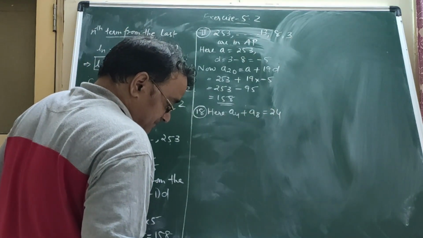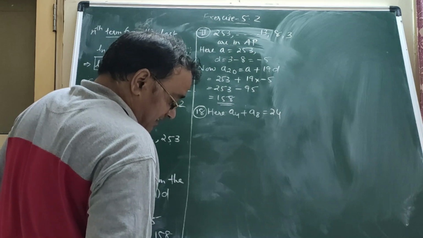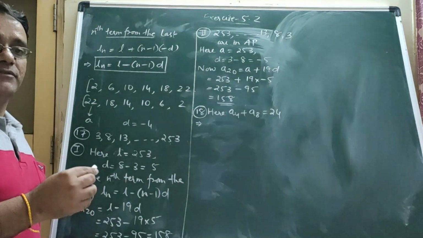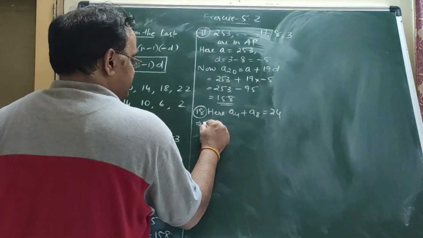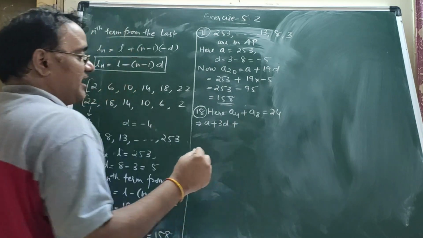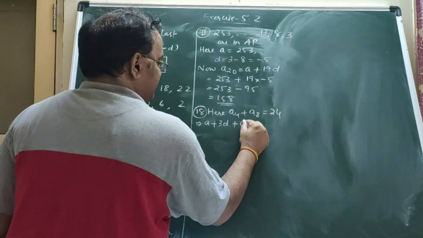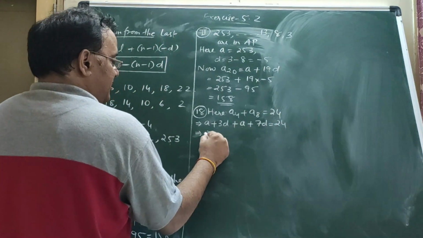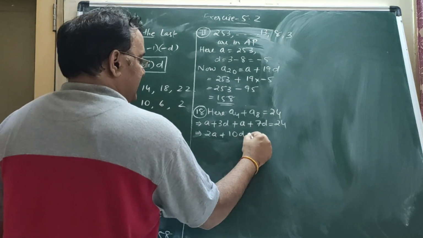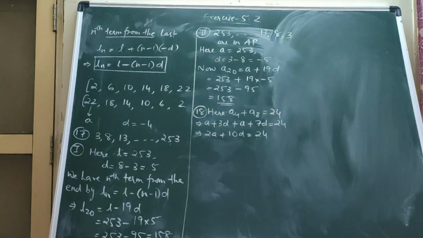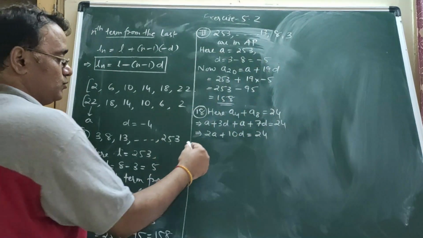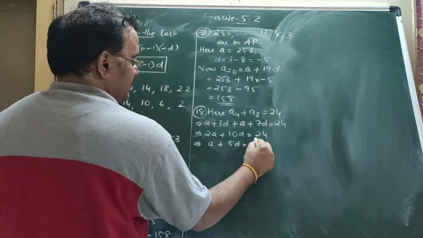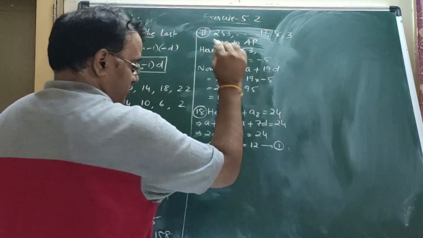And the sum of sixth term and the 10th term is 44. तो पहले इसको सिंप्लीफाई कर लेते हैं. How will you write A4? A4 को कैसे लिखेंगे? A plus 3D and A8, A plus 7D, is equals to 24. So this will imply 2A plus 10D is equals to 24. Now divide all the terms by 2. सबको 2 से डिवाइड करेंगे तो यहाँ पे A बचेगा, यहाँ पे 5D, यहाँ पे 12. So this is our first equation.